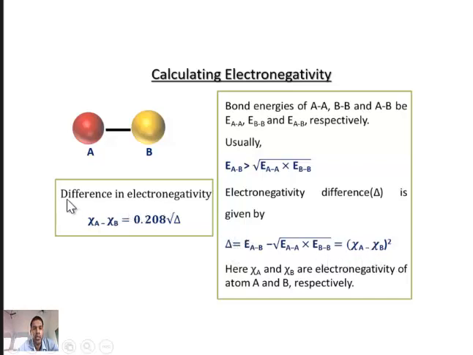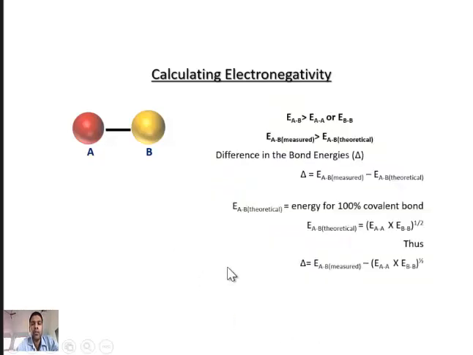Thus we can write this equation as the difference in electronegativity, chi A minus chi B, that is the electronegativity difference between atom A and atom B, equal to 0.208 root of delta. Here 0.208 is a conversion factor for the electronegativity values from kilocalories to electron volt, as bond energies are usually given in kilocalories. In another way we can understand this, and this explanation is given in Concise Inorganic Chemistry by J.D. Lee.